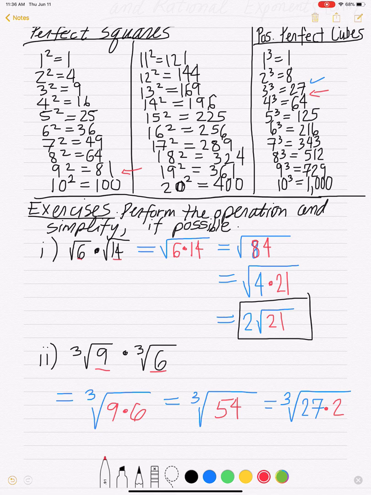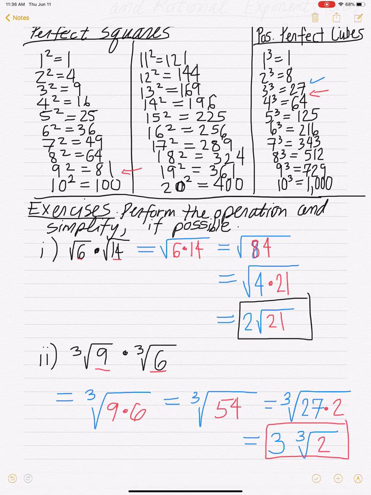Now, 27 gets out of jail because he's a perfect cube. What does he become? He becomes a 3, right? The cube root of 27 is 3, so we take him out of the jail. And under the cube root symbol, we're going to leave a 2. 2 is not a perfect cube, so he does not get out of jail. So 3 times cube root of 2 is our answer.